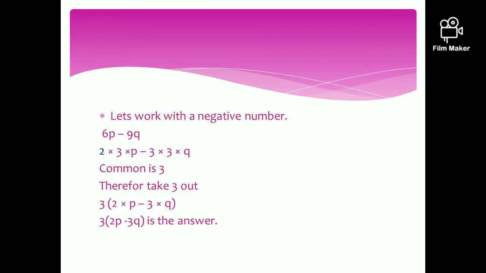Let's move to the next example. The question is to factorize 6p minus 9q. If you factorize, 6p is 2 into 3 into p, and 9q is 3 into 3 into q. Therefore, you can understand that 3 is common for both terms. With that, if you take 3 out, the remaining terms would be 2 into p minus 3 into q. Then the final answer would be 3 times of 2p minus 3q.